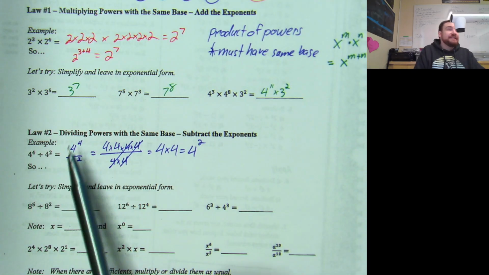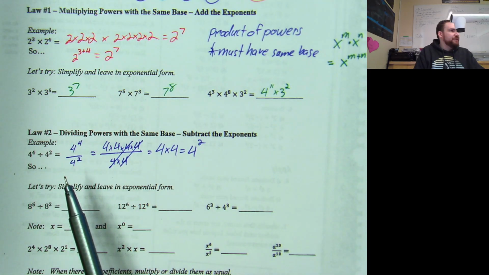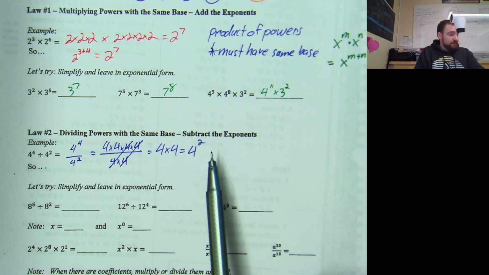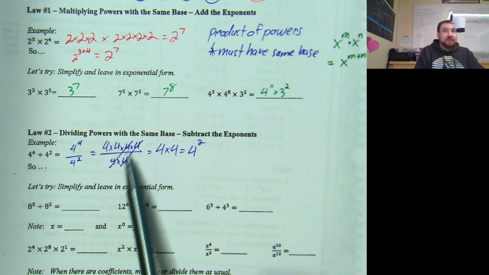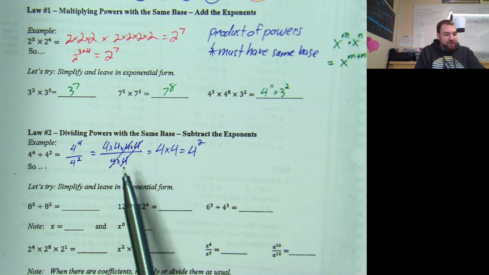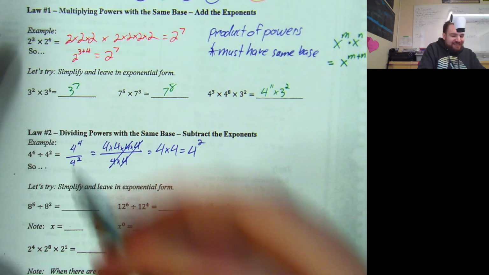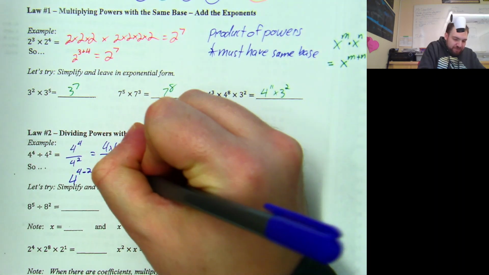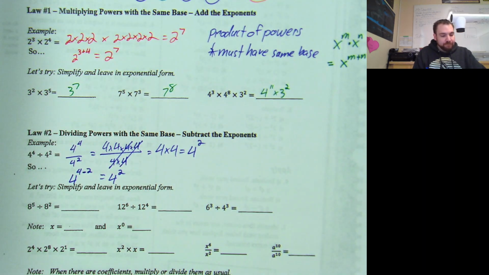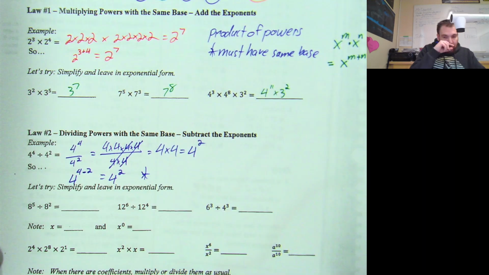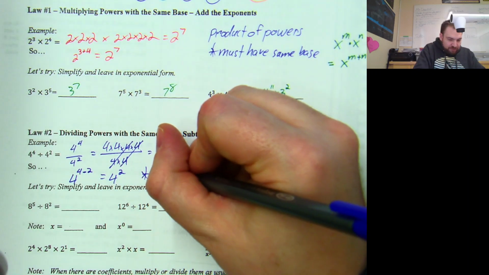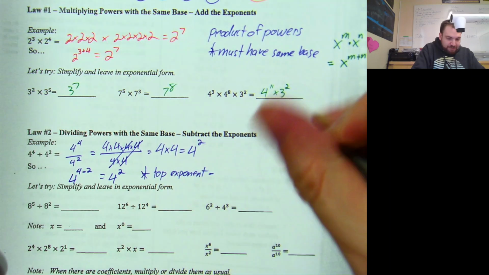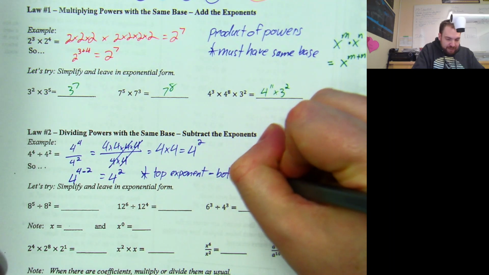So how could I have done this instead? I think one of you on the side said it. When I'm dividing, I can just subtract the exponents, because we can see here in the longhand that they cancel. In short, 4 to the 4 over 4 squared is the same thing as 4 to the power of 4 minus 2, which is 4 squared. And it's always, always, always top exponent minus bottom exponent.